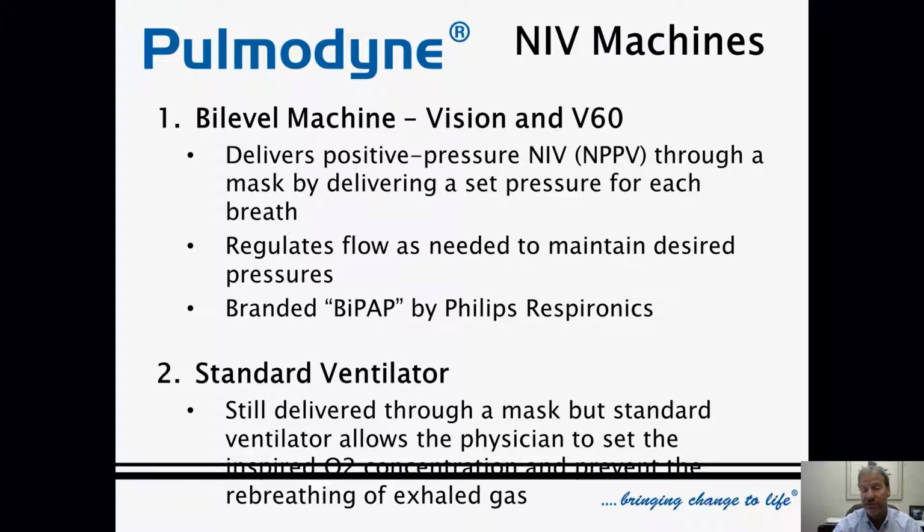A bi-level machine such as the Vision and V60 delivers this non-invasive ventilation through a mask and a circuit. It regulates the flow and maintains a certain pressure and keeps the patient from having to be intubated. That's a key thing that we do. They can also use a standard ventilator to do BiPAP and CPAP, and that's why it's important for us to understand what the customer is using now with regards to a CPAP machine, because that can help us know what kind of mask we want to deliver them and what kind of circuit.